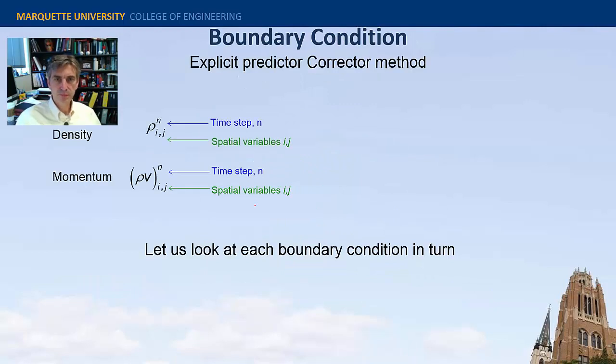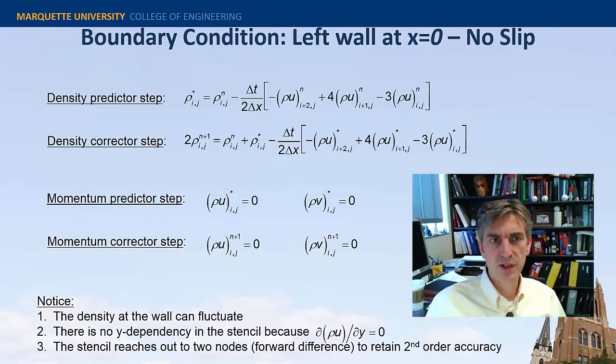Let's have a look. Just to remind you of this explicit predictor corrector method, the ij's are the spatial differences at time step n, and then we have the same indices for the momentum. So this is our 2 state variables, our density and momentum. All right, let's look at each one of these in turn.